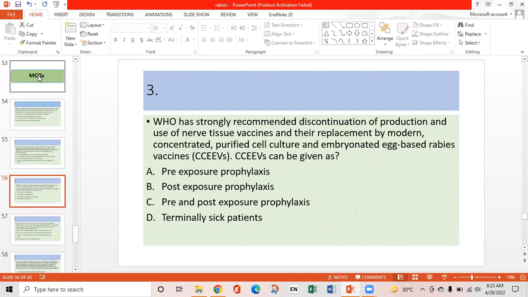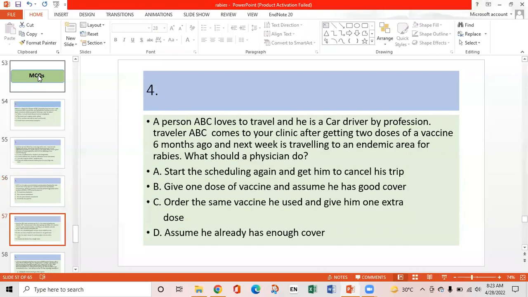Third MCQ: WHO has strongly recommended discontinuation of production and use of nerve tissue vaccine and its replacement by modern concentrated purified cell culture and embryonated egg-based rabies vaccine. However, CCVs can be given as option A, pre-exposure prophylaxis, option B, post-exposure prophylaxis, option C, pre and post-exposure prophylaxis, and option D, it should be given only to terminally sick patients. Option C is the right answer, pre and post-exposure prophylaxis.